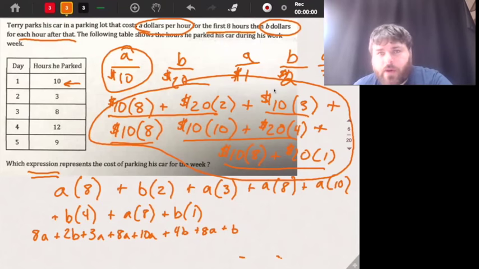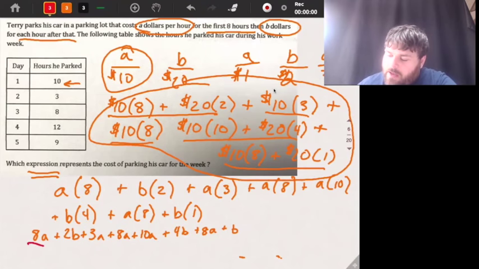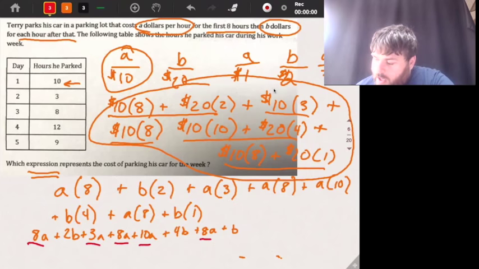Now, you won't see this as any of the answer choices because we haven't simplified it, right? We write an expression, we always want to put it in simplest terms. So what I would want to do is combine all my A's together. I have 8 plus 3 plus 8 plus 10 plus 8. If I add all those together, well, I get 19, 29, 37. So I get 37A.